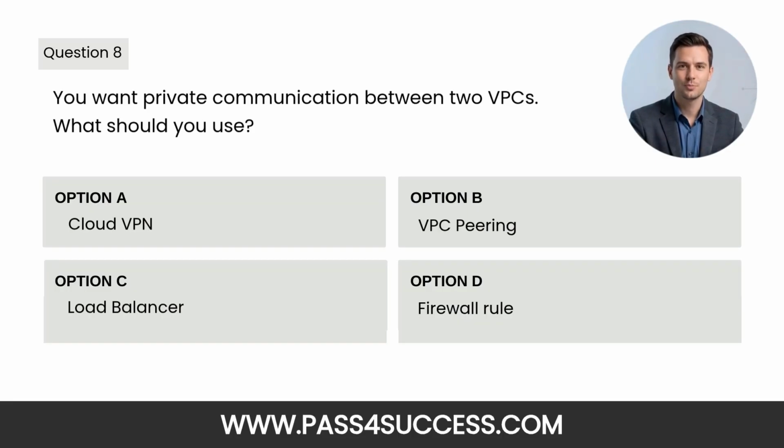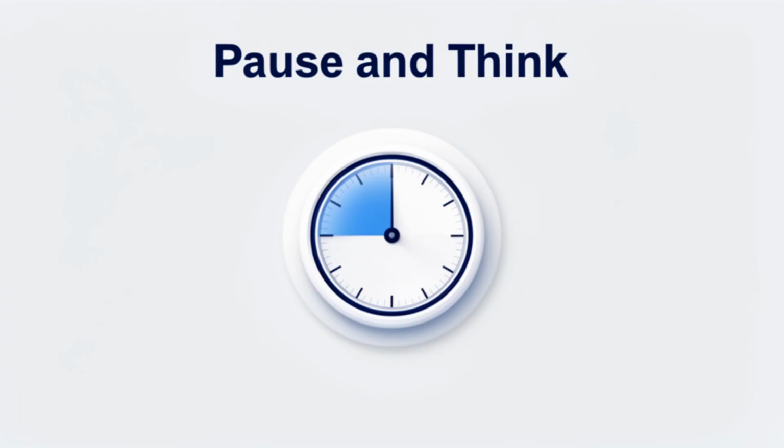Question 8. You want private communication between two VPCs. What should you use? A. Cloud VPN. B. VPC peering. C. Load balancer. D. Firewall rule. Pause for 5 seconds. Think about it.